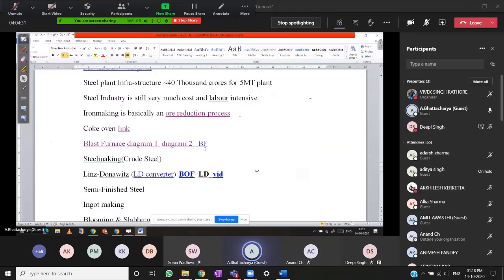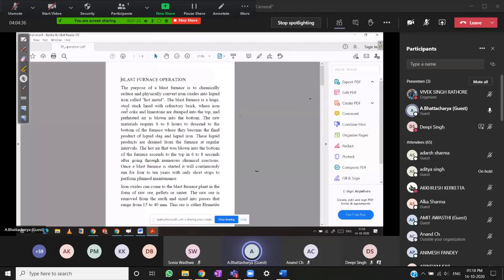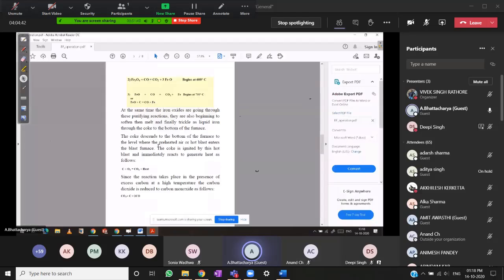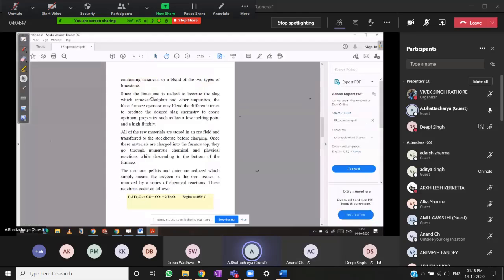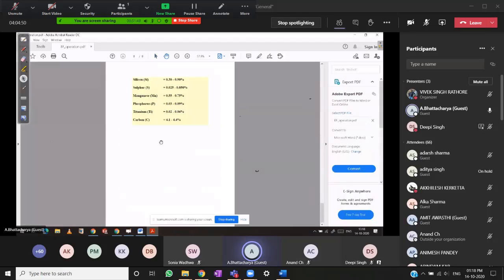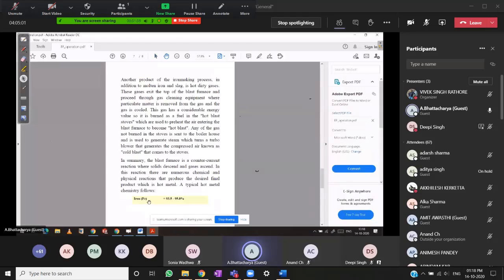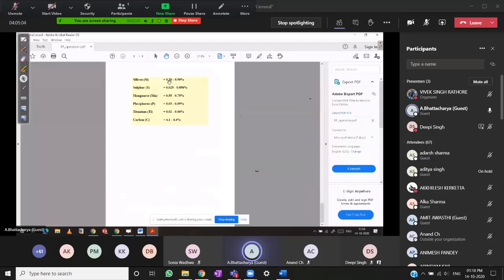I'll come back to that document again. These are the chemical compositions which are there already. I'll share all these things. These are the chemical compositions, and this is the typical composition of hot metal. Iron is 93.5 to 95 percent, then silicon this, sulfur this, and so on. So a lot of impurities are there in hot metal.